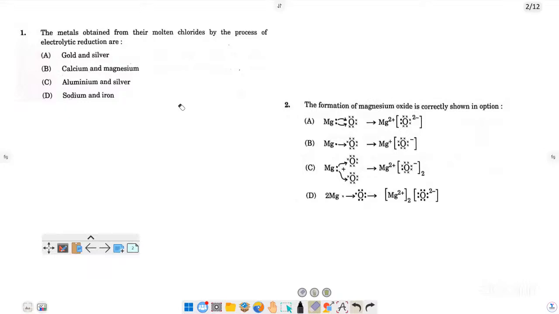First question, the metals obtained from their molten chloride by the process of electrolytic reduction. We studied the electrolytic reduction is possible only for highly reactive metal. Which is the highly reactive metal here? Calcium and magnesium is the correct answer. Okay, next.